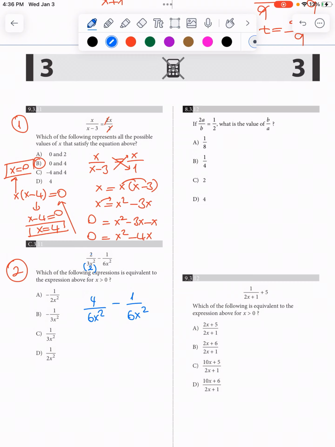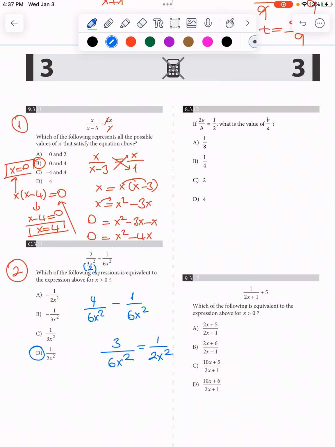Okay, so let us check the main question here. Which of the following expressions is equivalent to the expression above for x greater than 0? So 4 minus 1 is equal to 3 over 6x squared. All we need to do is simplify it. Both numerator and denominator are divisible by 3. So once you divide them by 3, 3 divided by 3 is equal to 1, 6 divided by 3 is equal to 2. So 1 over 2x squared, which is D.